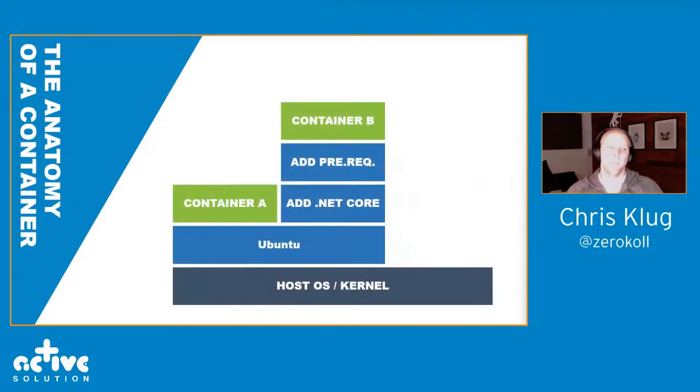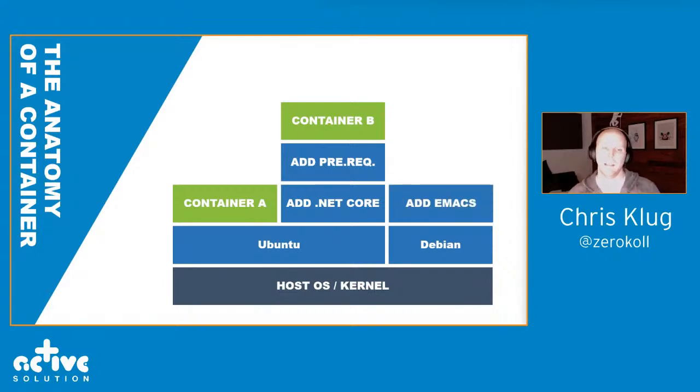And the cool thing with doing Linux containers is that you can actually change your Linux distro as well. So you can run some Ubuntu images, and then some Debian images. So on the same machine, I can go and add a Debian, and then I can add a layer which adds Emacs, and then I can create a container based on that.